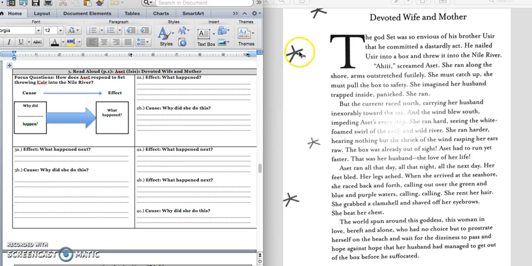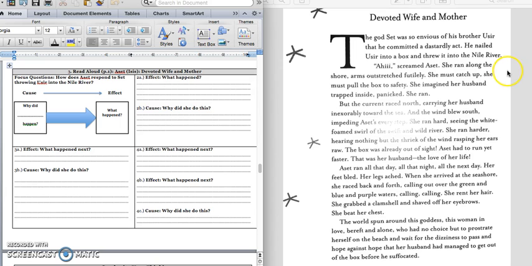What happened? The god Set was so envious of his brother Useer that he committed a dastardly act. And if we're thinking about our context clues, we know Set threw Useer into the Nile River. So if that was a dastardly act, dastardly must mean evil. He nailed Useer into a box and threw it into the Nile River.